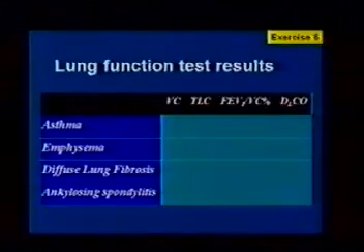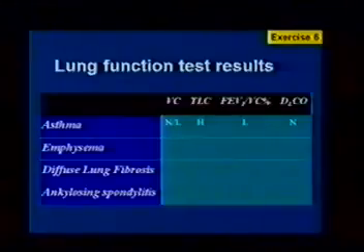Exercise 6. In these four conditions, you can work out whether vital capacity, total lung capacity, FEV1 ratio, and carbon monoxide diffusion capacity are normal or abnormal. In case of asthma, vital capacity is normal or low, total lung capacity is high because of the air trapping, and the FEV1 ratio is low, and the carbon monoxide diffusion capacity is normal.